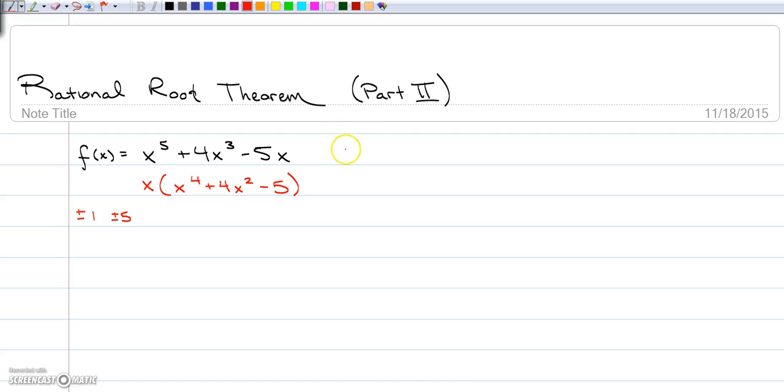Setting it up for synthetic division now. My critical value is either going to be +1, -1, +5, or -5. But remember, I need to use the coefficients from my problem. I don't need that x from the outside. All I need to do is look right here. And because I'm looking right there, I'm going to be using a 1, 0, 4, 0, -5.